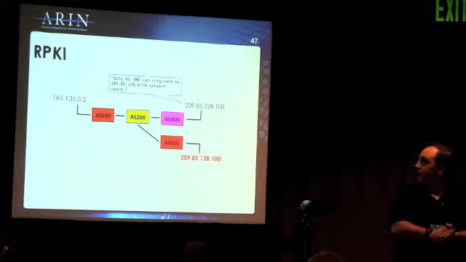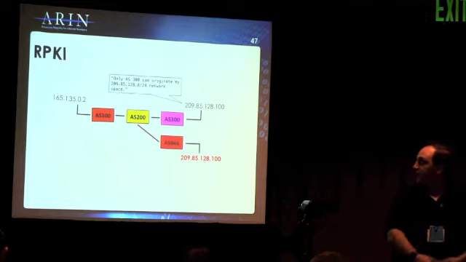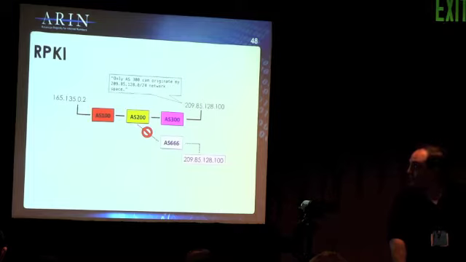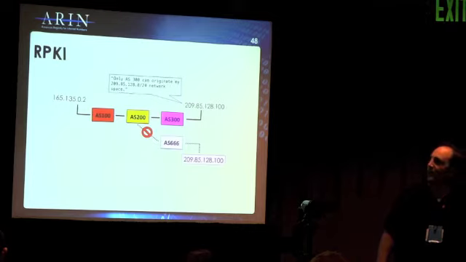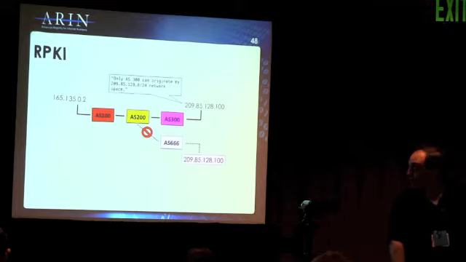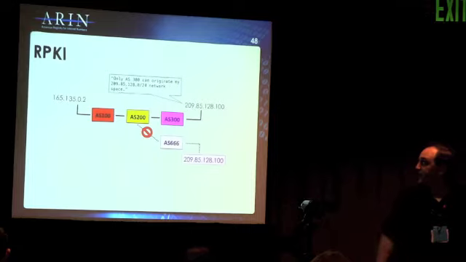So it's announcing its ROA, and then along comes AS666, and if AS200 is doing origin validation, they can sufficiently lower the preference of the route to AS666 or completely ignore it, depending on what their local routing policy is. And AS666 won't be able to hijack or accidentally take the traffic for at least 209.85.128/24.